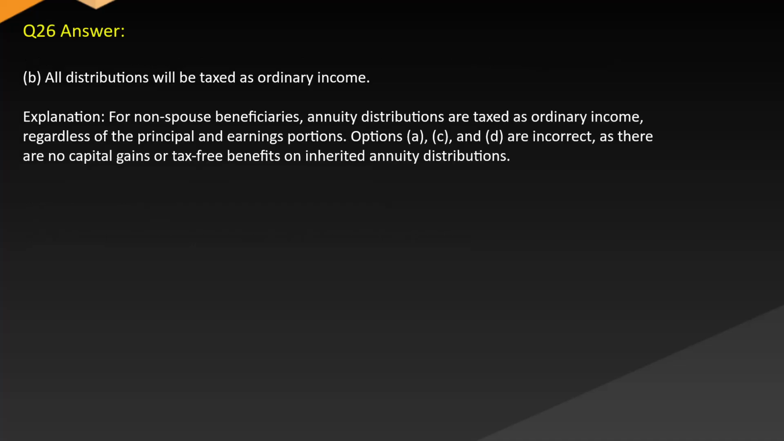Answer B. All distributions will be taxed as ordinary income. Explanation. For non-spouse beneficiaries, annuity distributions are taxed as ordinary income regardless of the principal and earnings portions. Options A, C, and D are incorrect as there are no capital gains or tax-free benefits on inherited annuity distributions.